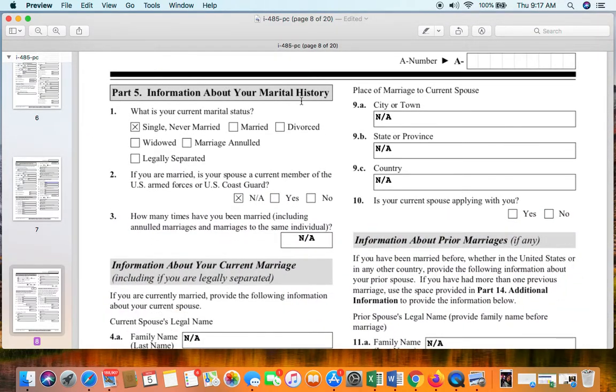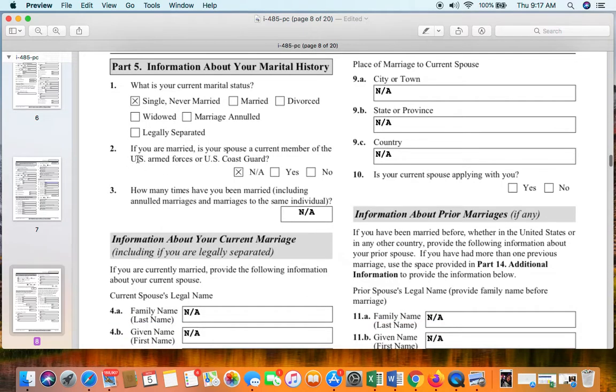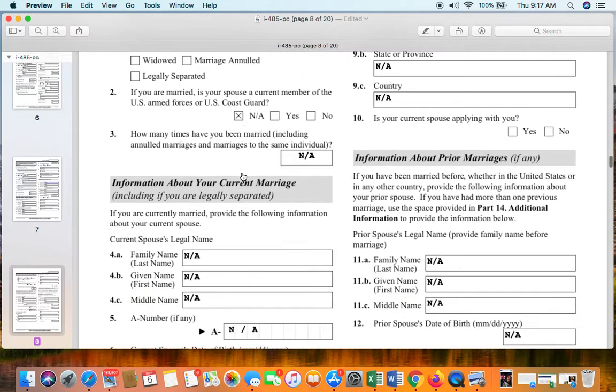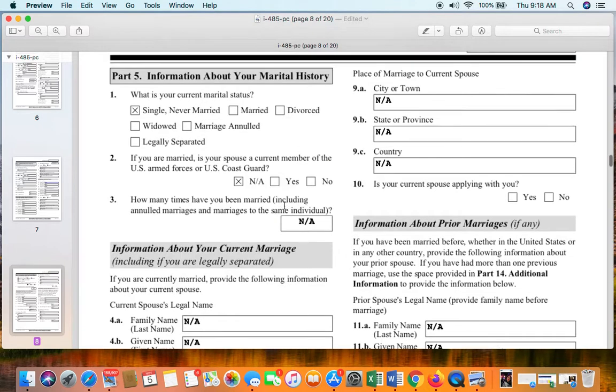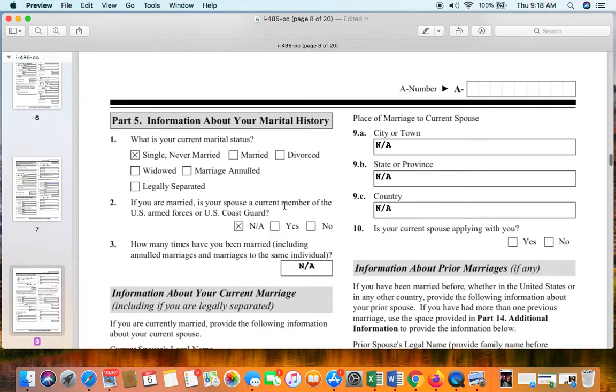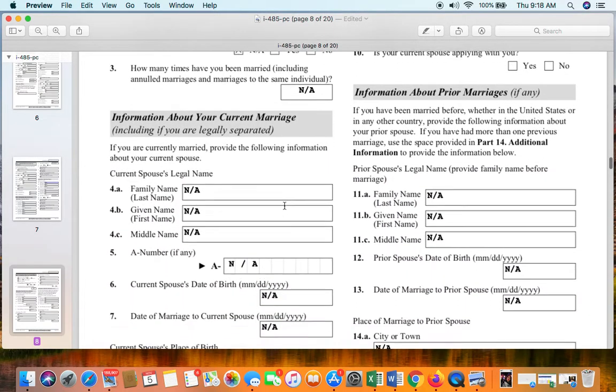Information about your marital history. What is your current marital status? Since our derivative or K2 applicant is not married yet, you can put X right here, single, never married. If you are married, is your spouse a current member of the U.S. Armed Forces? Just put NA because that is not applicable to us. And number 3, how many times have you been married? Put NA on it because our derivative or K2 applicant is not married.